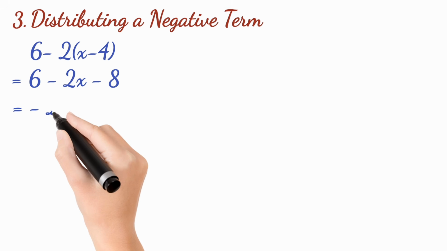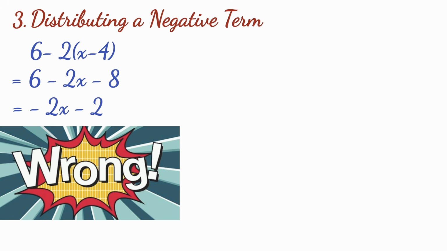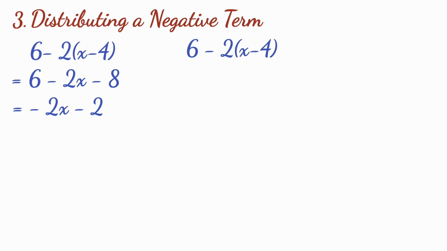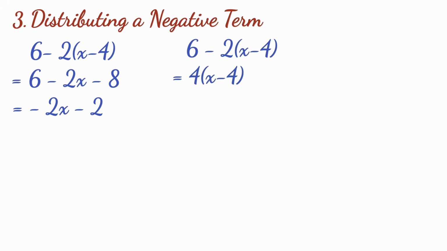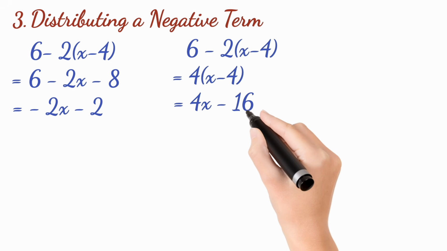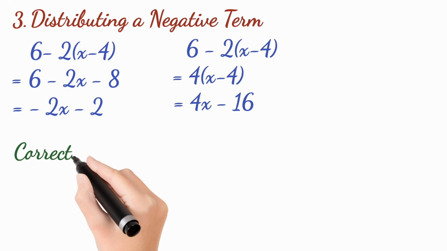6 minus 2 into x minus 4. So 6 minus 2x minus 8. 2x minus 2. No, wrong, children. You will not do it this way. Another problem: 6 minus 2 into x minus 4. Few children do 6 minus 2, 4, and into x minus 4, and 4x minus 4 4s are 16. Oh, this is also wrong. You can't subtract 6 minus 2 and write 4.